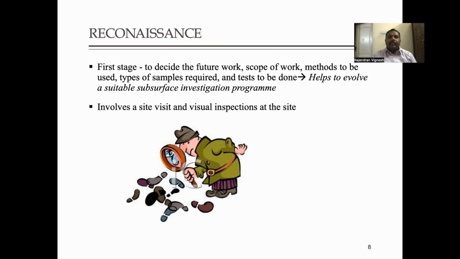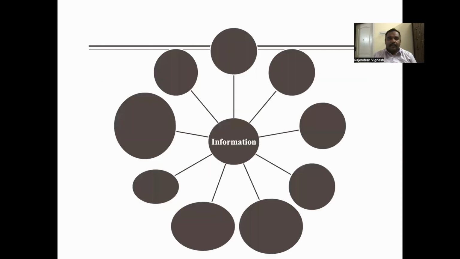It will tell about the possible availability or possible objective of the work, and it will decide the scope of work and different methods. In the first stage, we will be able to know the different methods to be used, the different types of samples which we can take from that particular site, and the different types of tests to be done can also be determined in the reconnaissance survey. So this involves different subsurface investigation programs. Basically, we will go for a site investigation, and different visual inspections are done at the site. So this tells about the reconnaissance survey.